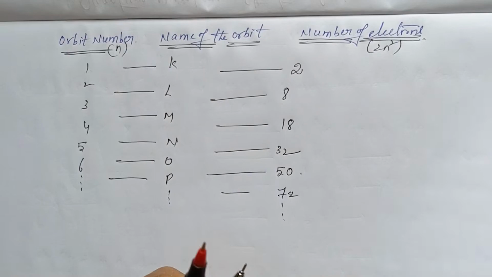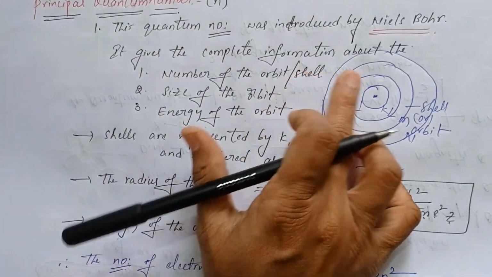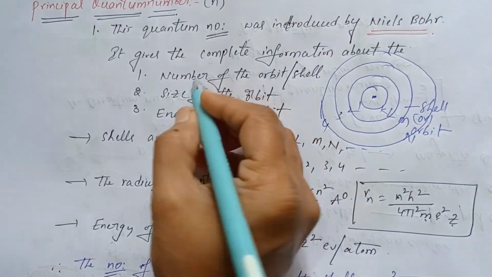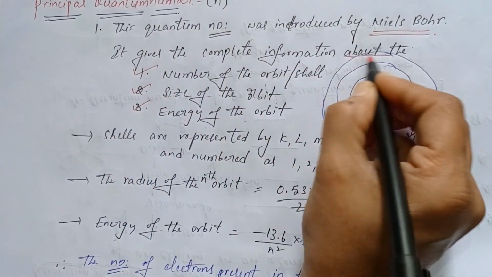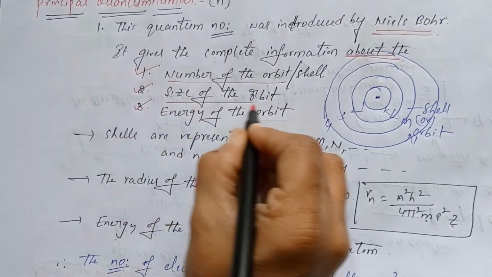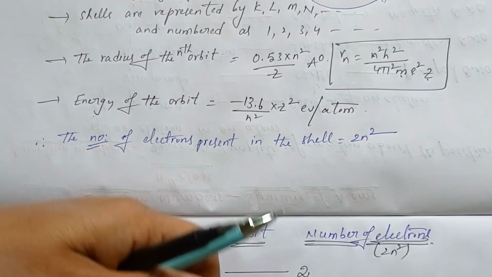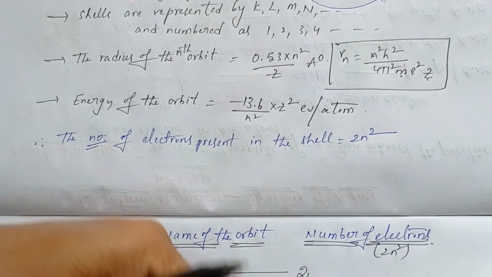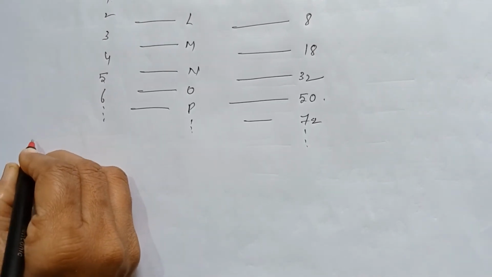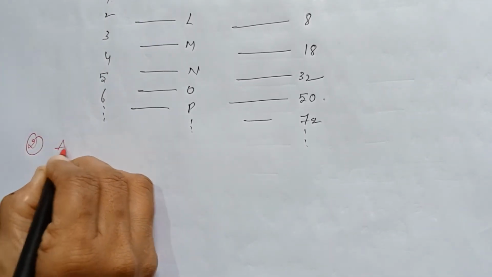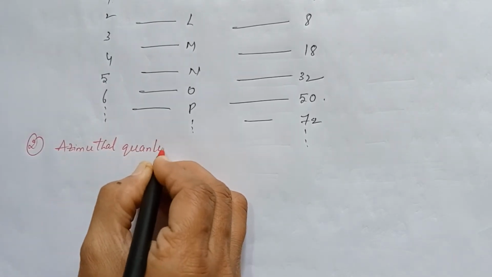This is about the principal quantum number. The principal quantum number gives the complete information about the number of the orbit, size of the orbit, and energy of the orbit. This is very important, students. Next one, second one, which one? Azimuthal quantum number. Now see, students, the second quantum number is the azimuthal quantum number.